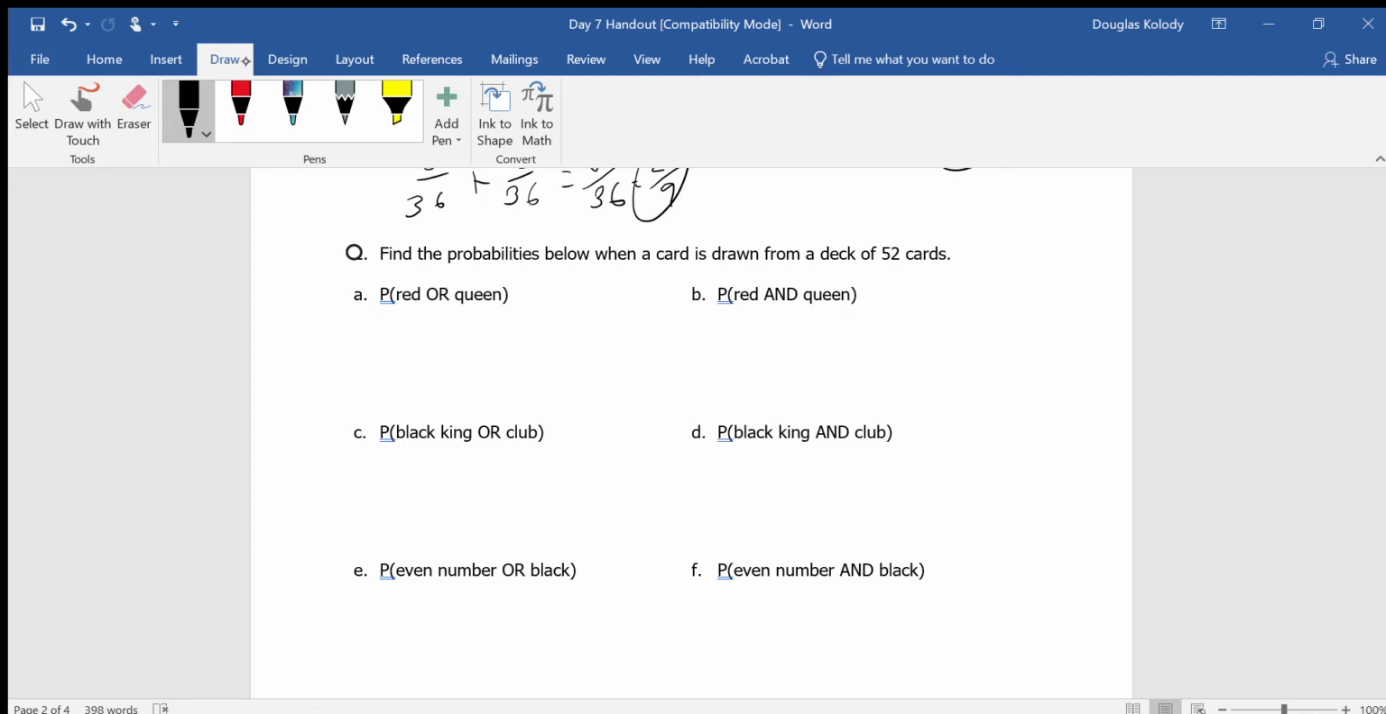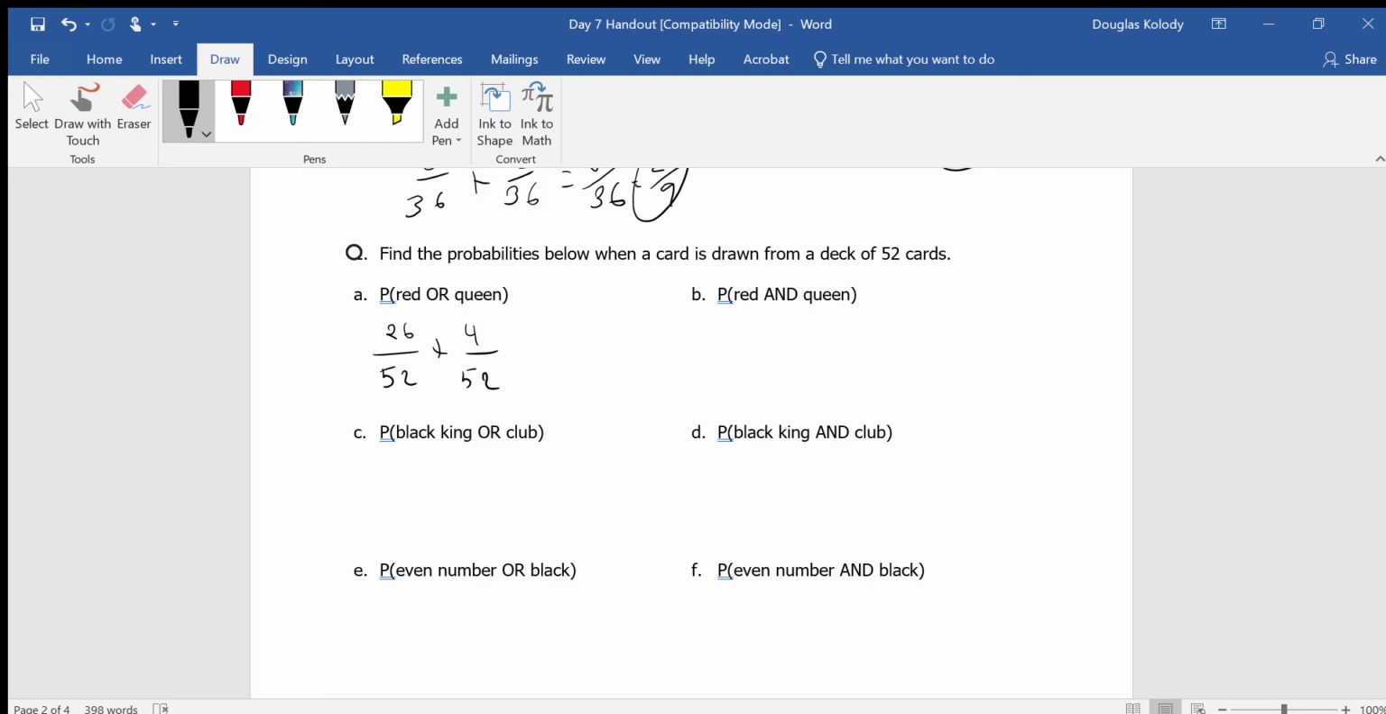All right, so we've looked at our card distribution, and there's 26 cards out of 52 that are red. Or means add. There are also 4 queens in the deck. Now this is the turning point in the lesson. Should I just add 26 plus 4 and get 30 out of 52 and call it a day? The answer is no. Why not?